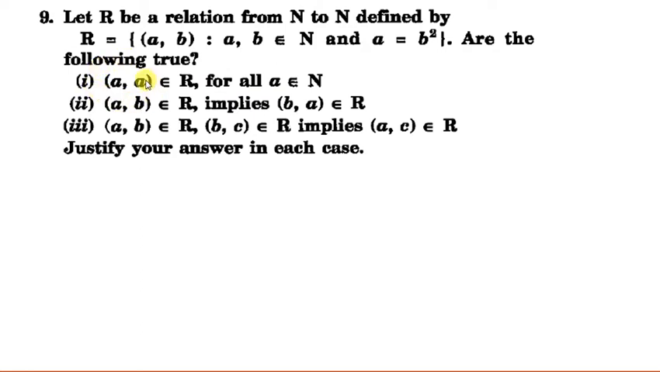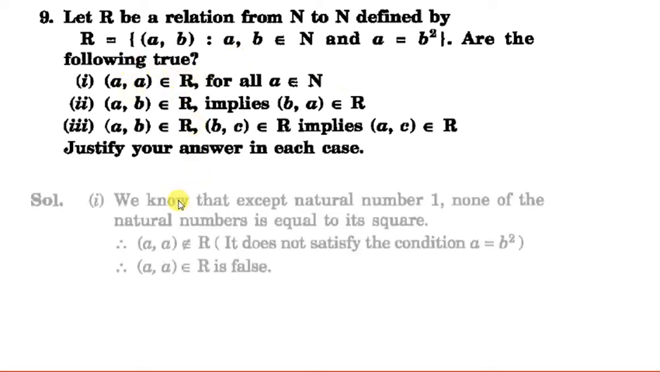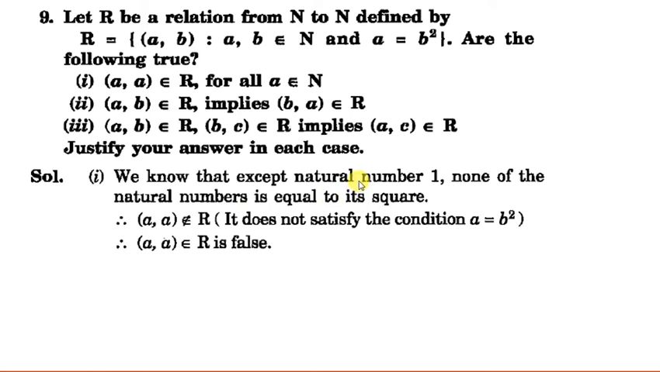So we have to check whether a will be related to a, and it will be related when a is equal to b square, meaning a equal to a square. But no natural number except 1 is the square of itself. A is not equal to a square except 1. It means (a, a) does not belong to R. So we have written this: except natural number 1, none of the natural numbers is equal to the square of itself, that is (a, a) does not belong to R. So the first statement is false.